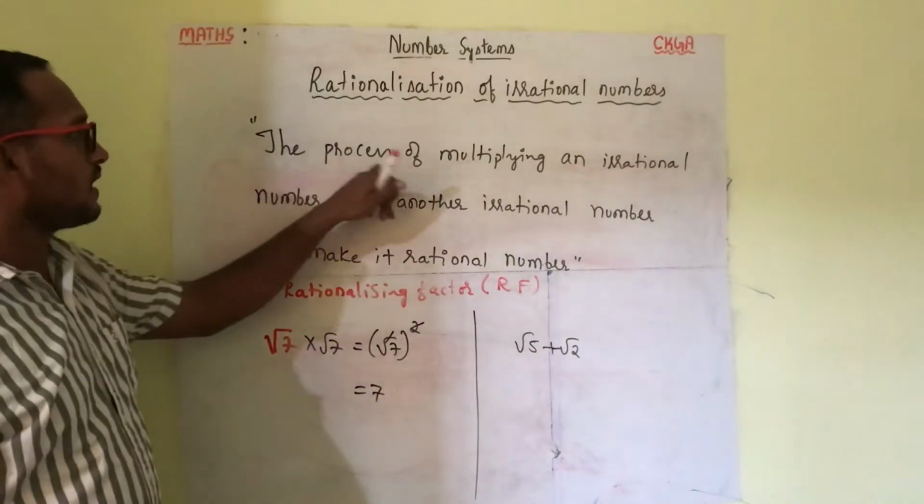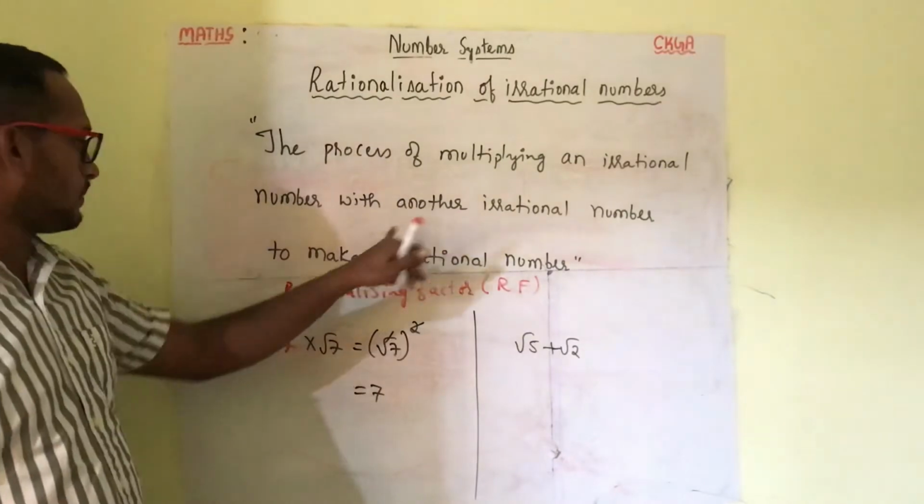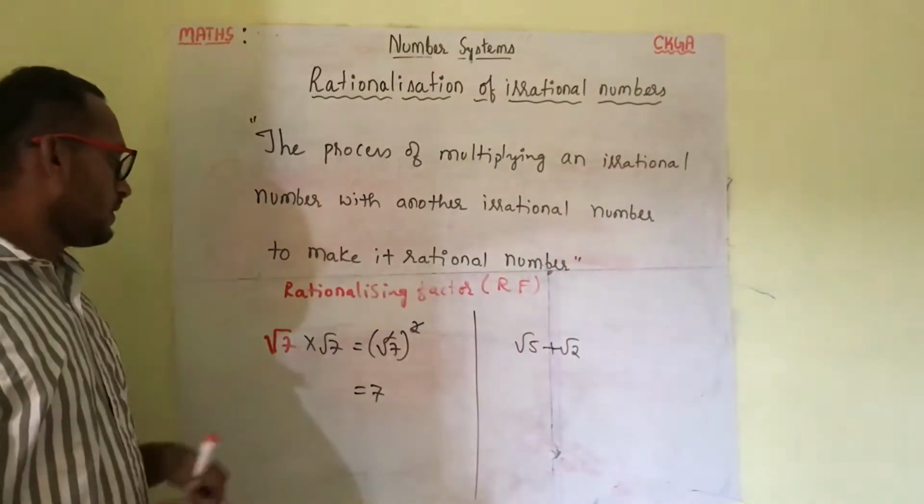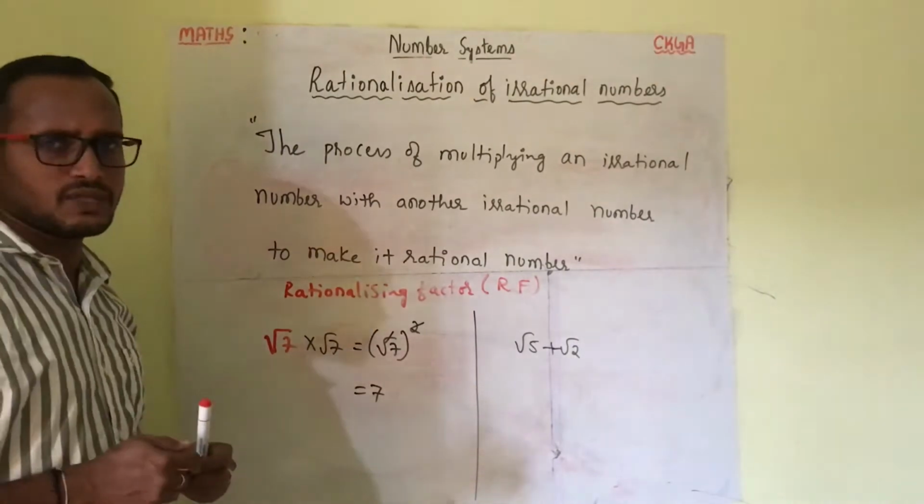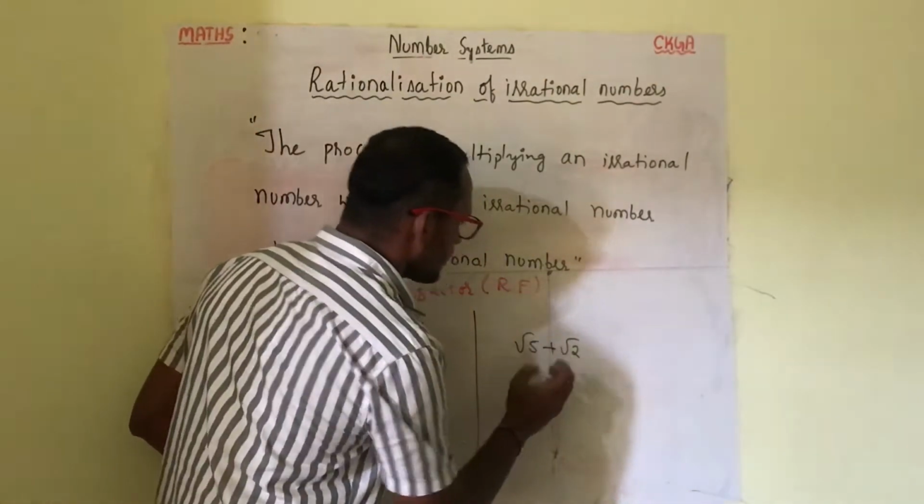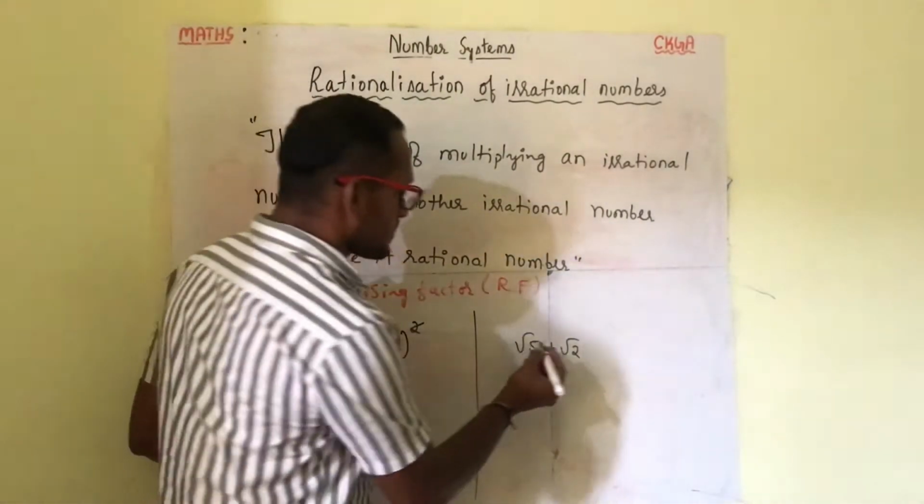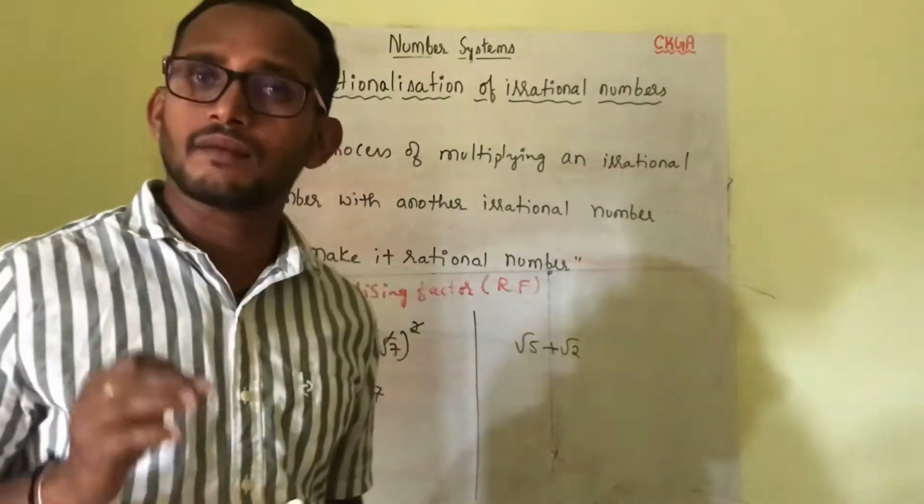The process of multiplying an irrational number with another irrational number to make it a rational number is called a rationalizing procedure. What about root 5 plus root 2? It's another task here. You can say it's a binomial irrational number I am having. In this case, how can I rationalize a binomial irrational number? Here you have to take the help of an identity.